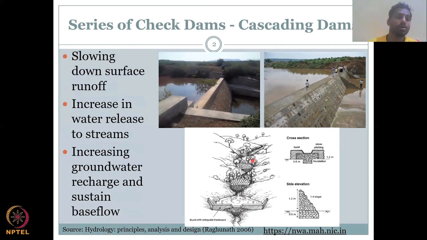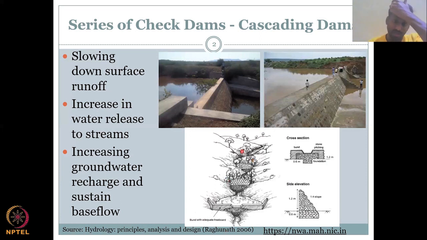Let's look at some. Slowing down surface runoff. So the major first goal is you slow down the surface runoff. The water that flows on top after you have precipitation and infiltration, etc., the water which flows on top of the surface continues to flow along with other water runoff and then forms into rivers and streams, right? So this is being slowed down because of these check dams. You are slowing down the water. Increase in water release to the streams. You are slowing down, thereby not letting the water escape the system, but slowly releasing the water into the streams.